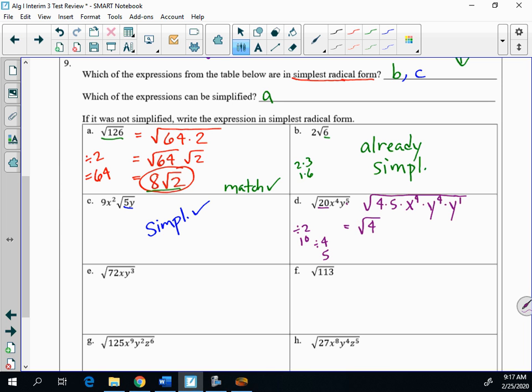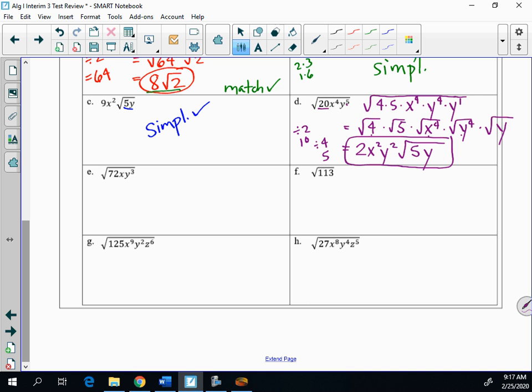Square root of 4, square root of 5, square root of x to the 4th, square root of y to the 4th, and then the square root of y, or y to the 1st. Now the ones that can move out are the square root of 4, which is 2, the square root of x to the 4th, which is x squared, the square root of y to the 4th, which is y squared. The ones that have to stay are the 5 and the y. So this one gets added up here as one that we can simplify further.